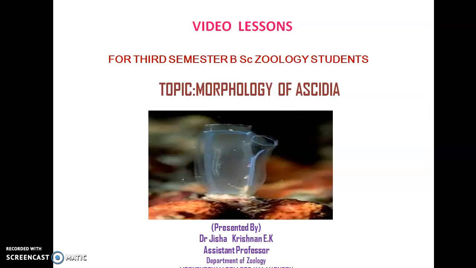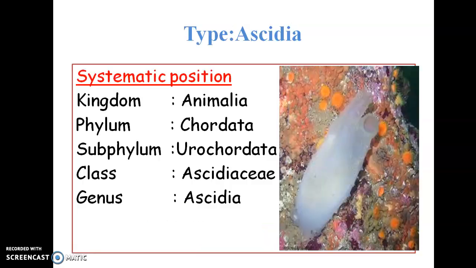Today we are discussing the topic: what is the morphology of Ascidia? As we are discussing the chapter Subphylum Urochordata, we need to specifically study one type of specimen, that is Ascidia. This is Ascidia and this is the corresponding systematic position of this particular organism, which comes under the phylum Chordata, subphylum Urochordata, class Ascidiacea and the genus Ascidia. So let's move to the detail of its morphology.